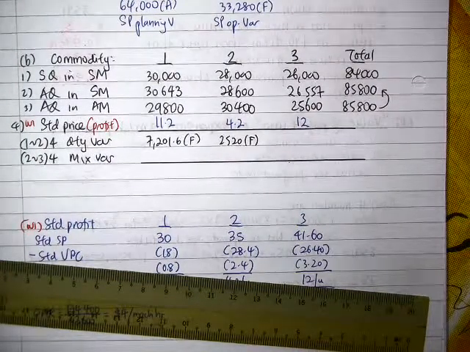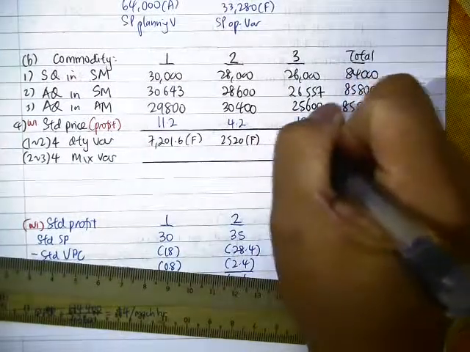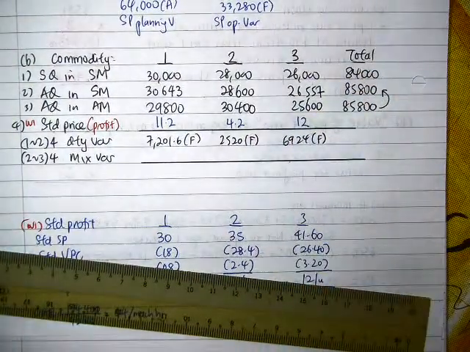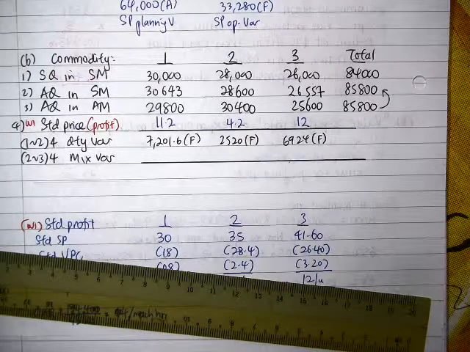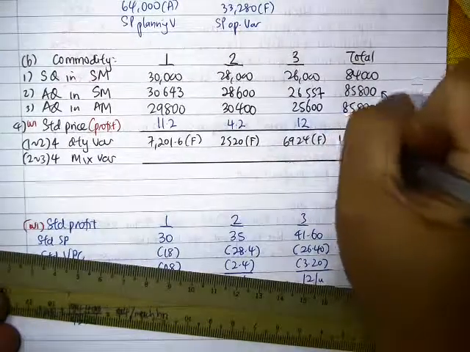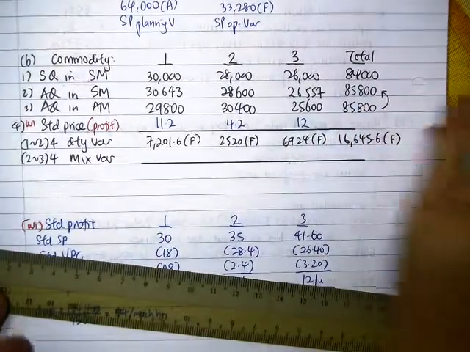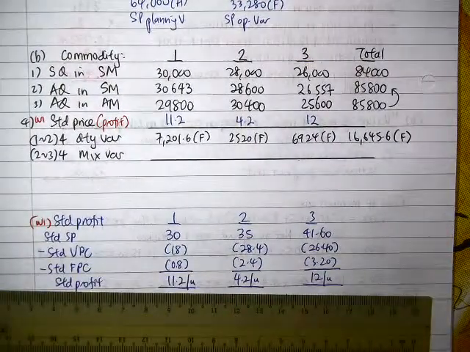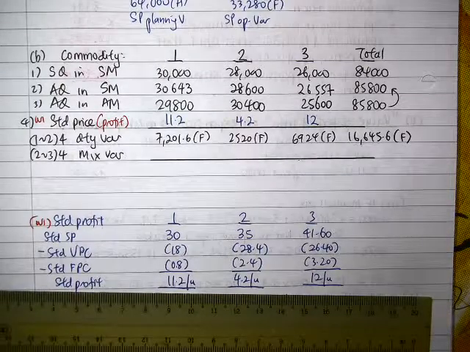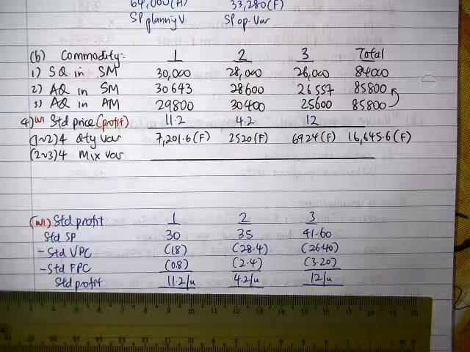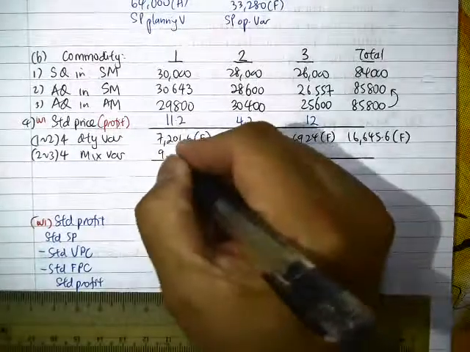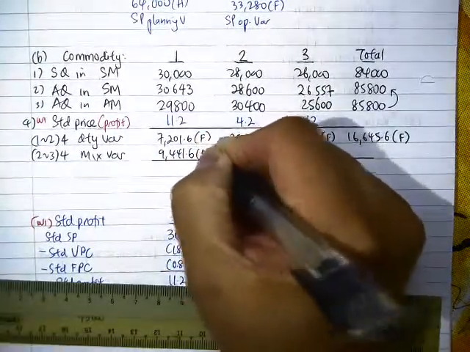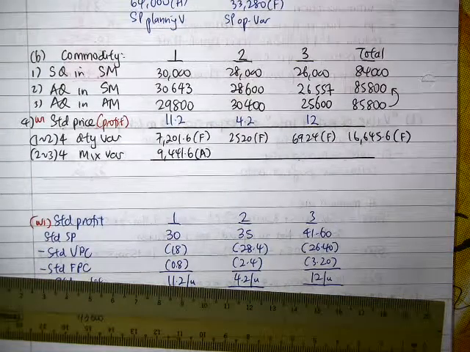26, 12. Favorable as well. Now the total variance will be 16,645.6 favorable. Okay, mix variance wise, 30,643, 298. So you get 9,441.6. Well, you sell lesser, so this is adverse.